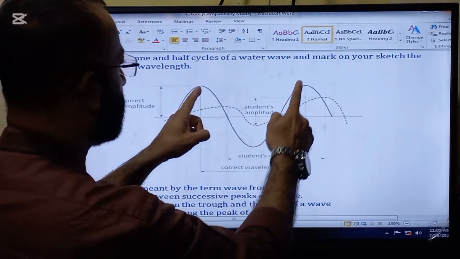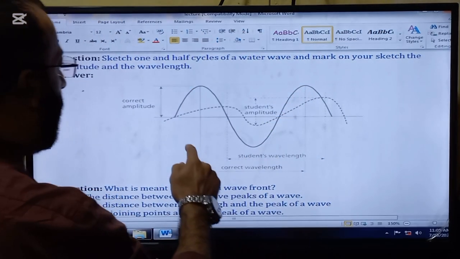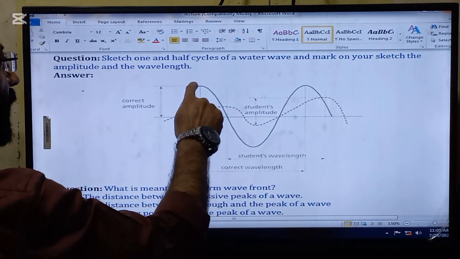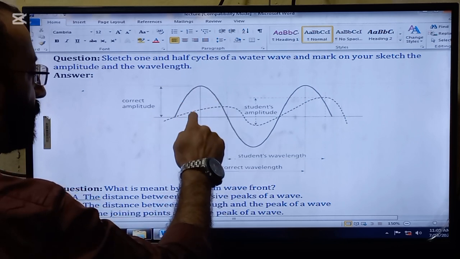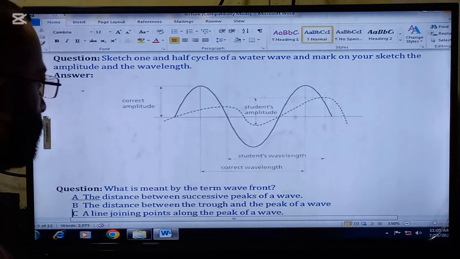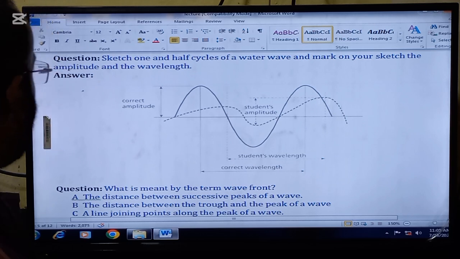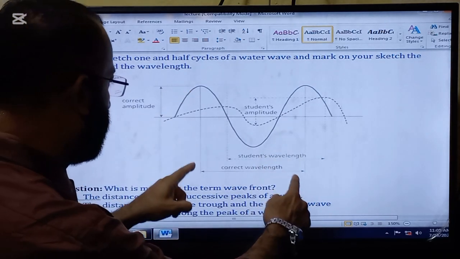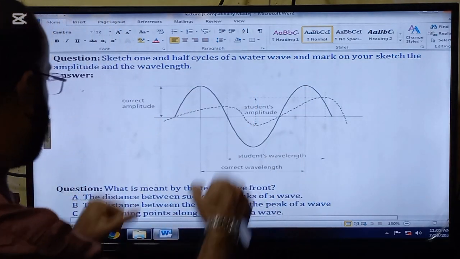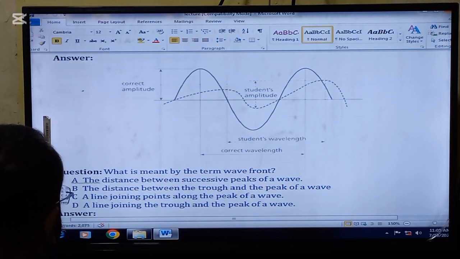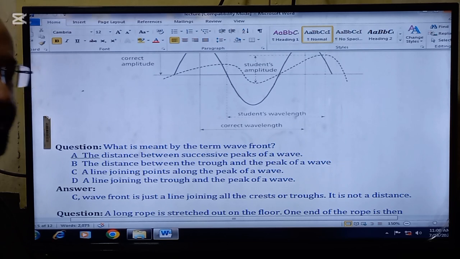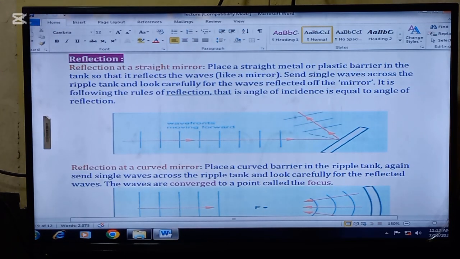Mark the amplitude and the wavelength on your sketch. The distance between two successive crests is the wavelength, and the distance from the average height of the wave to the highest front of the wave is called amplitude. So look now, the correct amplitude is from here to here, and this is the correct wavelength, from here to here, between two successive crests or two successive troughs.